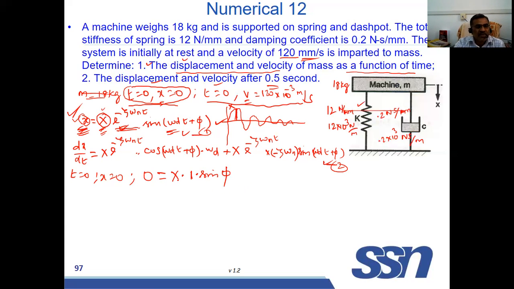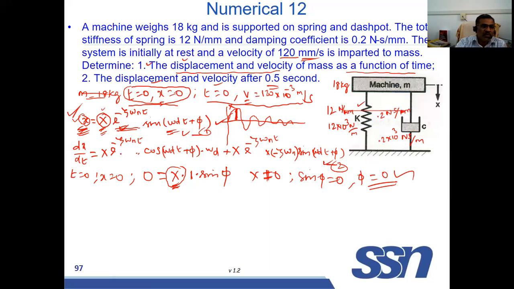Here X cannot be 0, because in the curve, this is the value of X. If X is 0, there is no vibration. So X is not equal to 0. Then sin phi is equal to 0. If sin phi is equal to 0, what is the value of phi? Phi is equal to 0. So this is the first one.